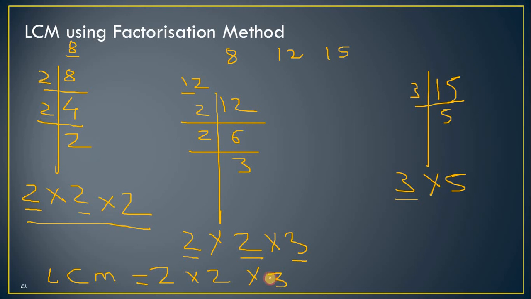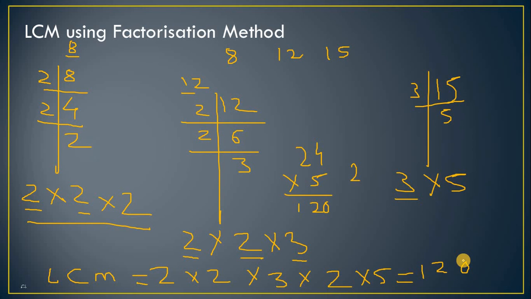Then you have to write the uncommon numbers. Uncommon number here it is 2. Then remaining number is here 5. So here what is the answer? You have to do multiplication. 2 into 2 into 2 is 8. 8 into 3 is 24. Then 24 into 5. So it is 120 and that is the LCM.